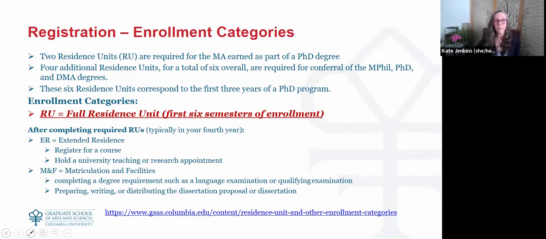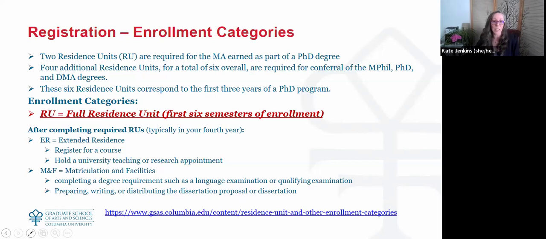And if you enroll in courses, but you don't have the RU, you're not really a student yet. This really is the driver. So if you're looking to gain access to your health insurance or the gym, until you have registered for the enrollment category, the university is not recognizing you as a student. You could have 12 credits worth of courses. You are not a student until you have this enrollment category.